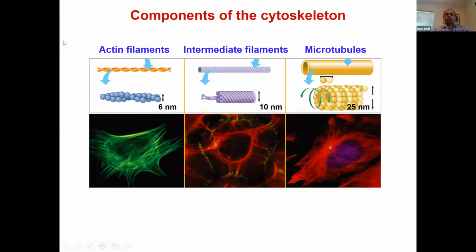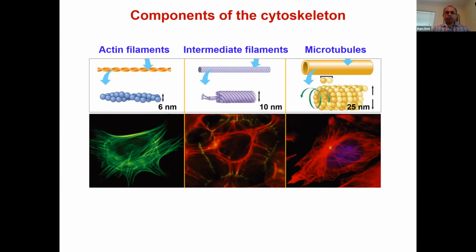So if we were to think about just some basic mechanical properties of these 3 cytoskeletal filaments, actin filaments, intermediate filaments, and microtubules. Of these 3, which one would you expect to be the stiffest? Microtubules. Okay, why? What's the reason for that? Because it needs to be the longest.